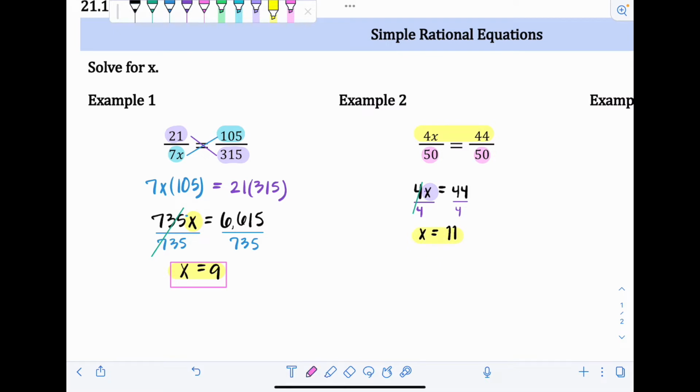I want to talk about one more approach that you could take for this problem, if that way just didn't quite sit right. Like I said, both the denominators are 50, so we just have to get the numerators to be the same to be balanced. I know that this numerator is 4 times x, 4 times something that's unknown. So we can think, okay, 4 times what is going to get me to 44? I would have to multiply 4 times 11 to get to 44, so that's why x is equal to 11.